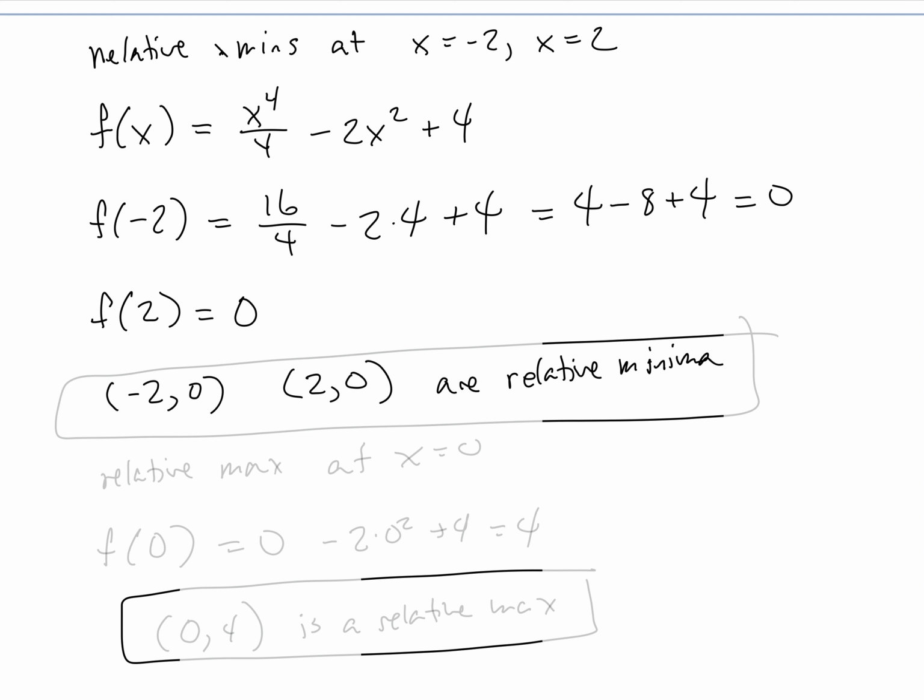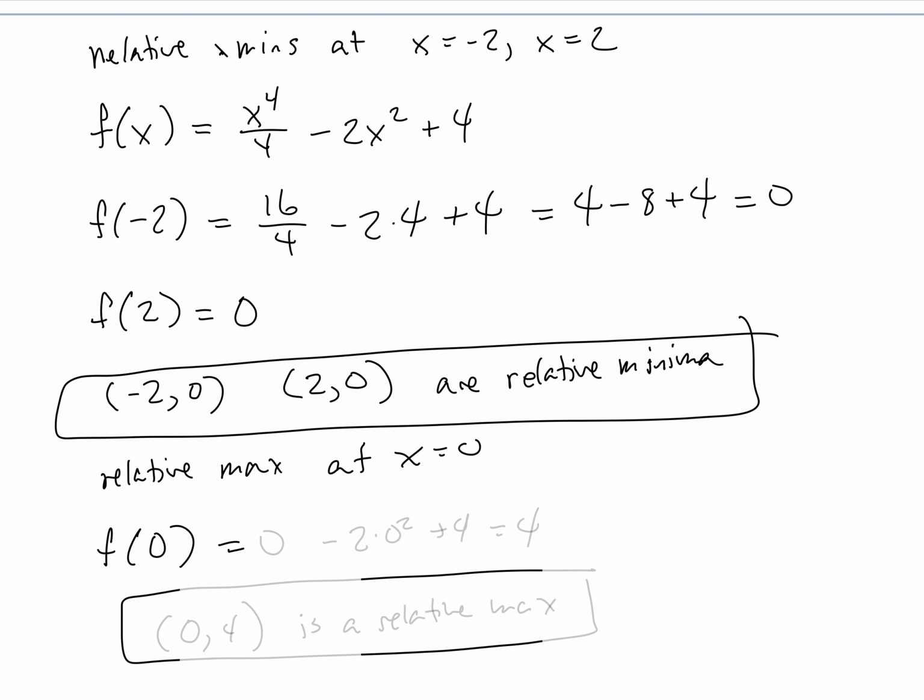And then we have a relative max, or a local max, at x equals 0. So we can just plug in: f of 0 is 0 to the 4th over 4, that's 0, minus 2 times 0 squared, plus 4, so that's 4. And that tells us that 0 comma 4 is a relative max. So we've used the second derivative test, which really used both the first and second derivative, to find the relative minima and relative maxima for this function.